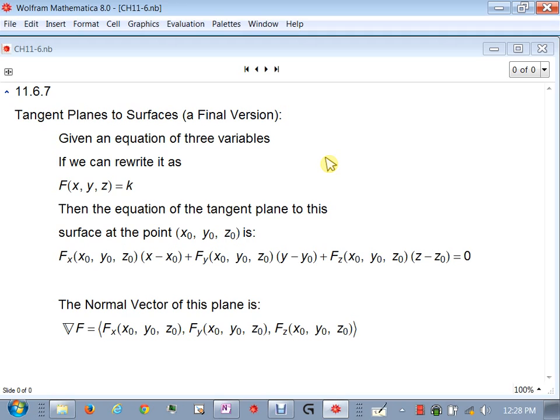But the a is the partial of the left side of that with respect to x, evaluated at the point, then the partial with respect to y, evaluated at the point, then the partial with respect to z, evaluated at that point. That gives you your normal vector. So that partial with respect to x, y, and z, that's your gradient, right? It's your gradient vector.